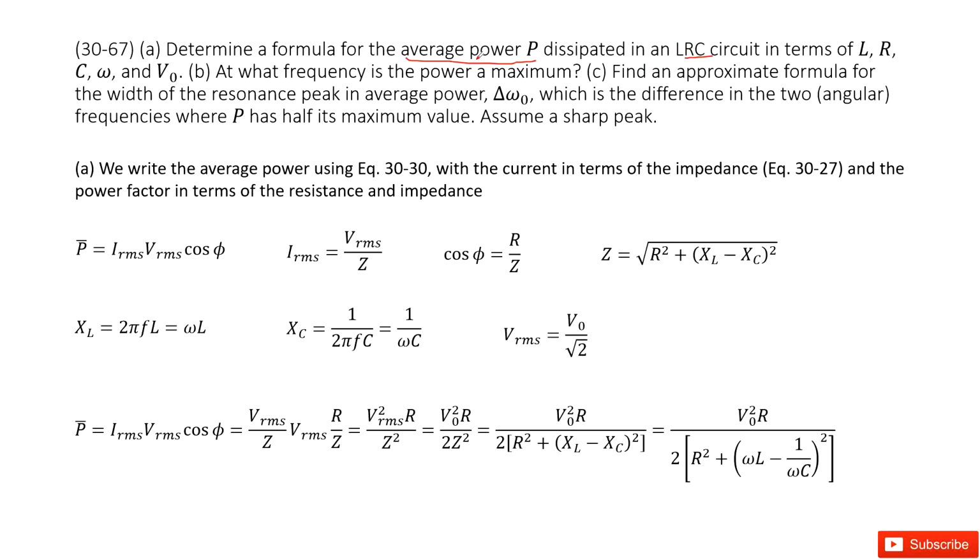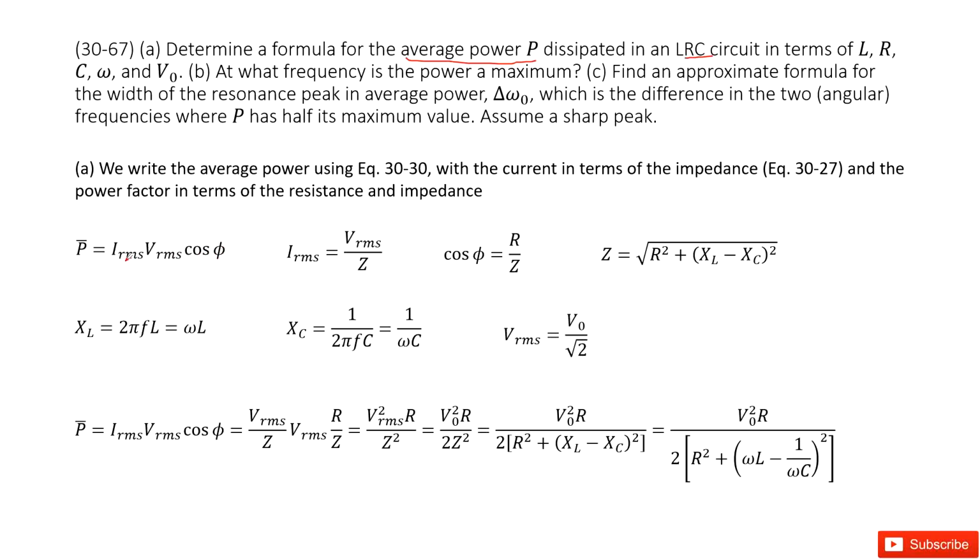So we can write down the equation for the average power P in the LRC circuit. It looks like this one. You can get it directly from the textbook, equation 30. Now we can see in this equation we have the root mean squared current, root mean squared voltage, and cosine phi. This phi is the shift angle, right? The phase angle.